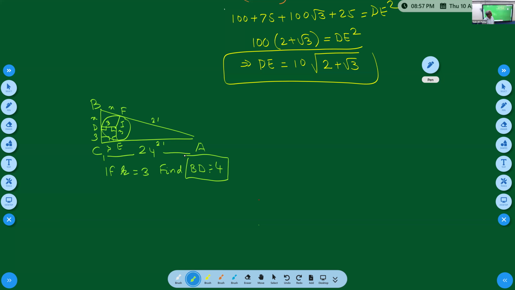Okay. Maybe I will send you a few more problems like this on the group to solve as a practice.